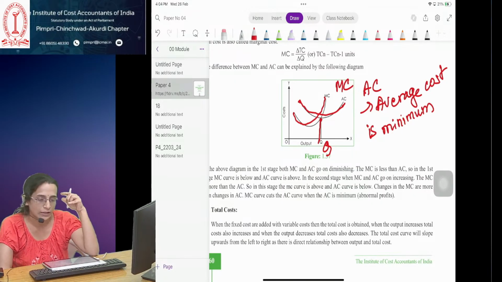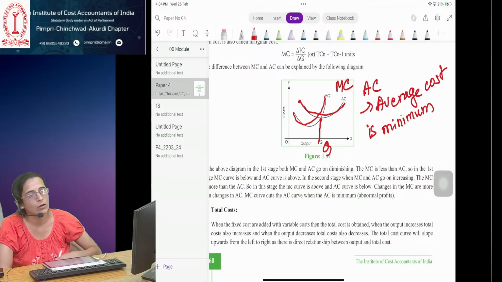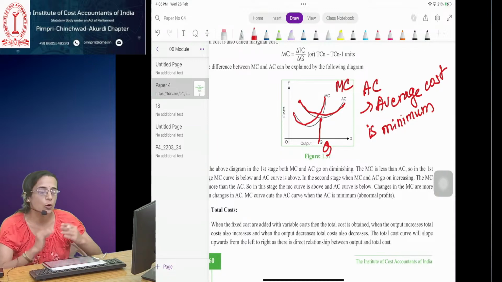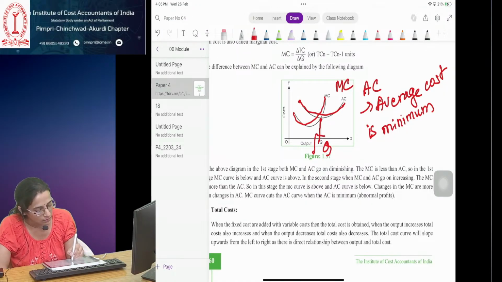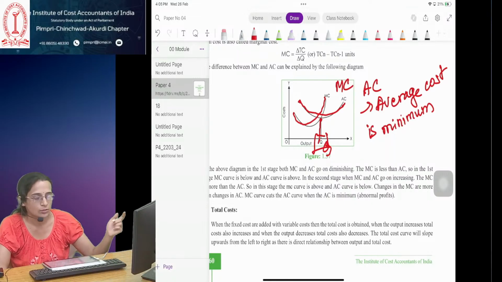So what they have done is, on a diagram, they have plotted marginal cost and average cost for the number of units produced. At the point where the average cost and the marginal cost curves intersect each other is the point of output, that is Q, right? This is the point of output where the average cost will be minimum. Clear?